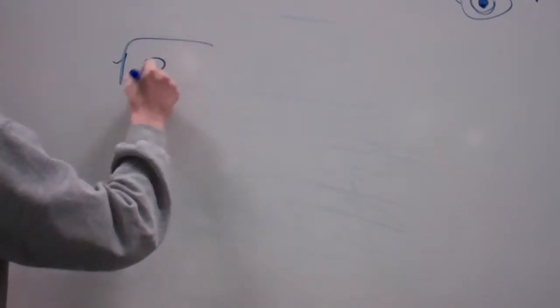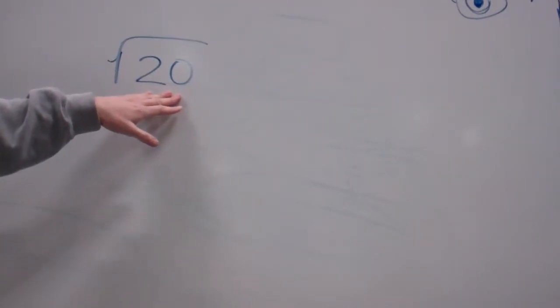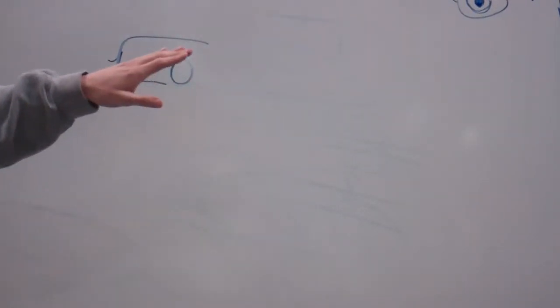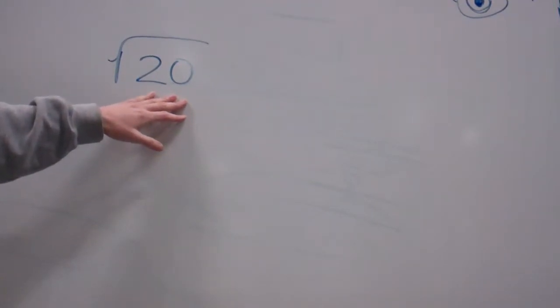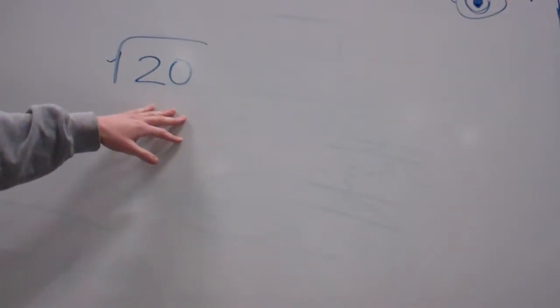So it asks me this question: between which two consecutive whole numbers is the square root of 20? Now, here's the problem. There is not an even number, so it's not a whole number. Let's try to figure this out. 2 times 2 equals 4. Not close. 3 times 3? 9. Still not close. 4 times 4? 16. Getting closer. 5 times 5? Went over.